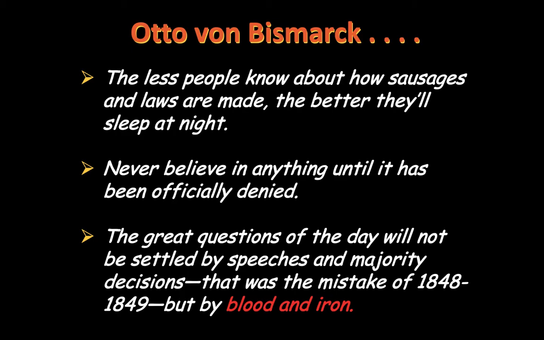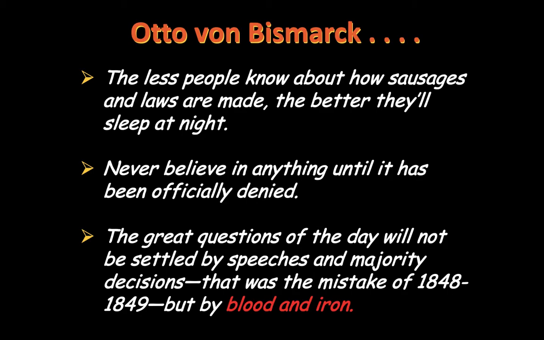But his really important quote here is this third one, where he talks about how we will have a unified German state. And he says it's going to be through blood and iron, through military and industrial development is what he means here. He's referring to a mistake made in 1848 and 1849, which we didn't really cover. I only briefly mentioned it when we talked about Italianification.